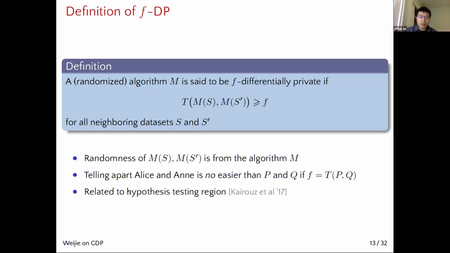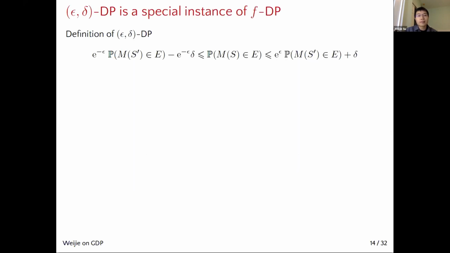So there is a connection to hypothesis testing. We can also use the rejection region of the hypothesis testing. But here, this definition F is more flexible, especially when it comes to computation. So now let's make a connection to epsilon-delta DP. Epsilon-delta DP is defined as this: if epsilon and delta, the two parameters, are both close to 0, then these two probabilities will be very close. E is any event.